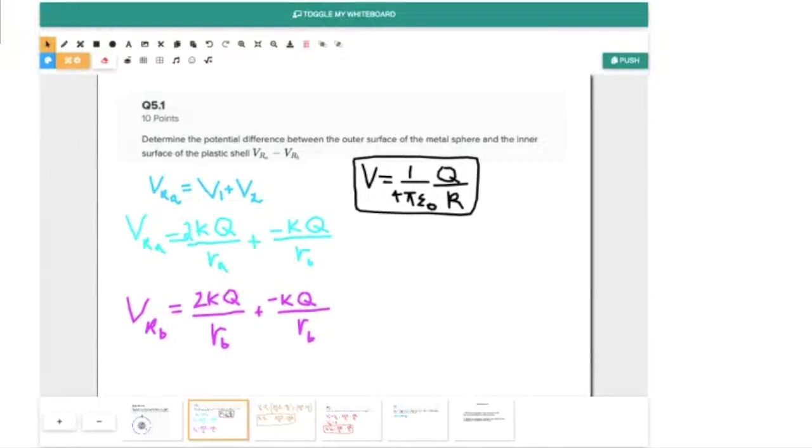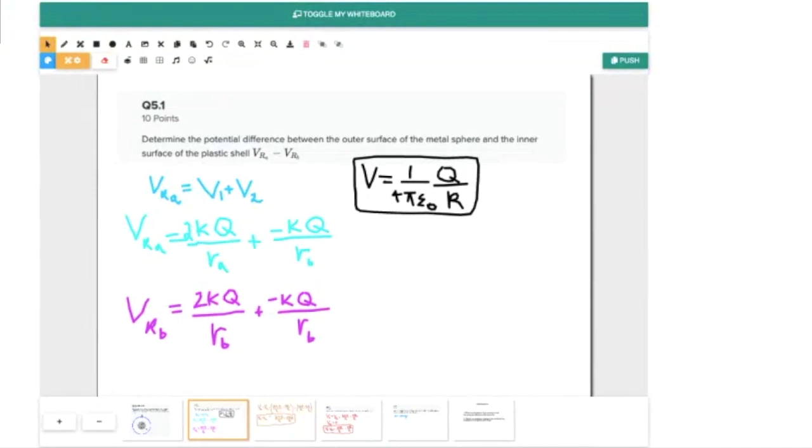Remember that the potential at a location due to an external source of charge is equivalent to K multiplied by the charge of the object divided by the distance between the object and the location. Therefore, the potential at location RA is equal to K times 2Q over RA plus K times negative Q divided by RB.